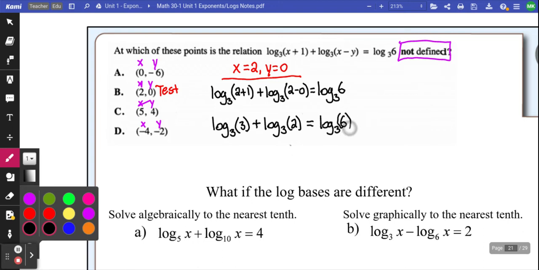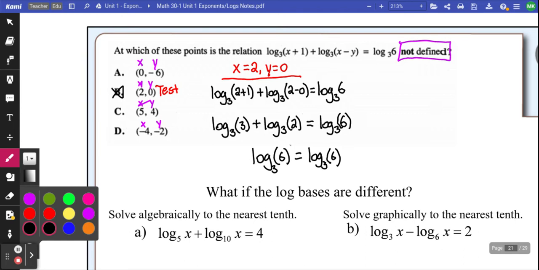You could honestly put that in your calculator. The decimals will be the same. Or you could do your log law. On the left-hand side, if you're adding logs, you multiply. And I get log base 3 of 6 equals log base 3 of 6. Meaning that that worked. All right, it worked. When I put x and y in, both sides of the equal sign did equal each other. I used log laws here. 3 times 2 makes sense.